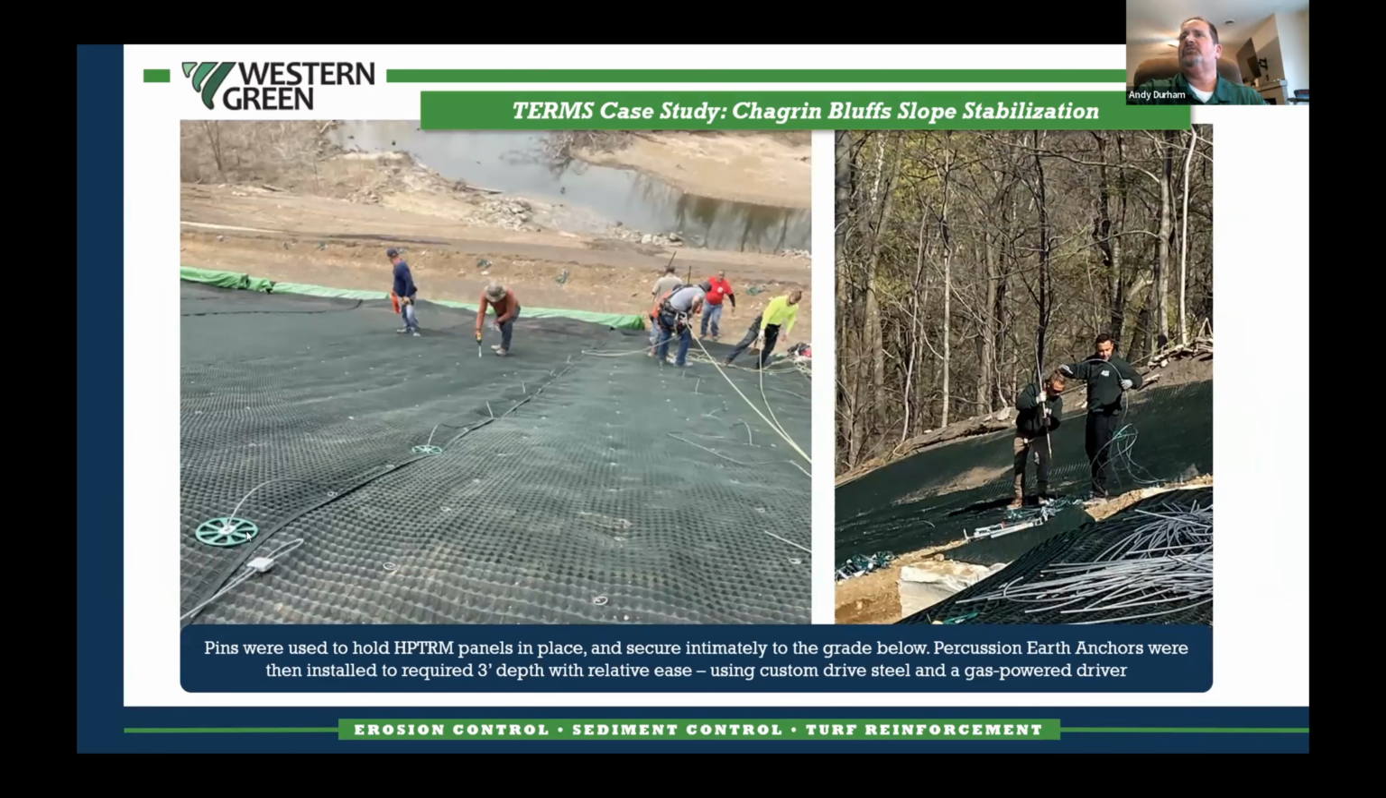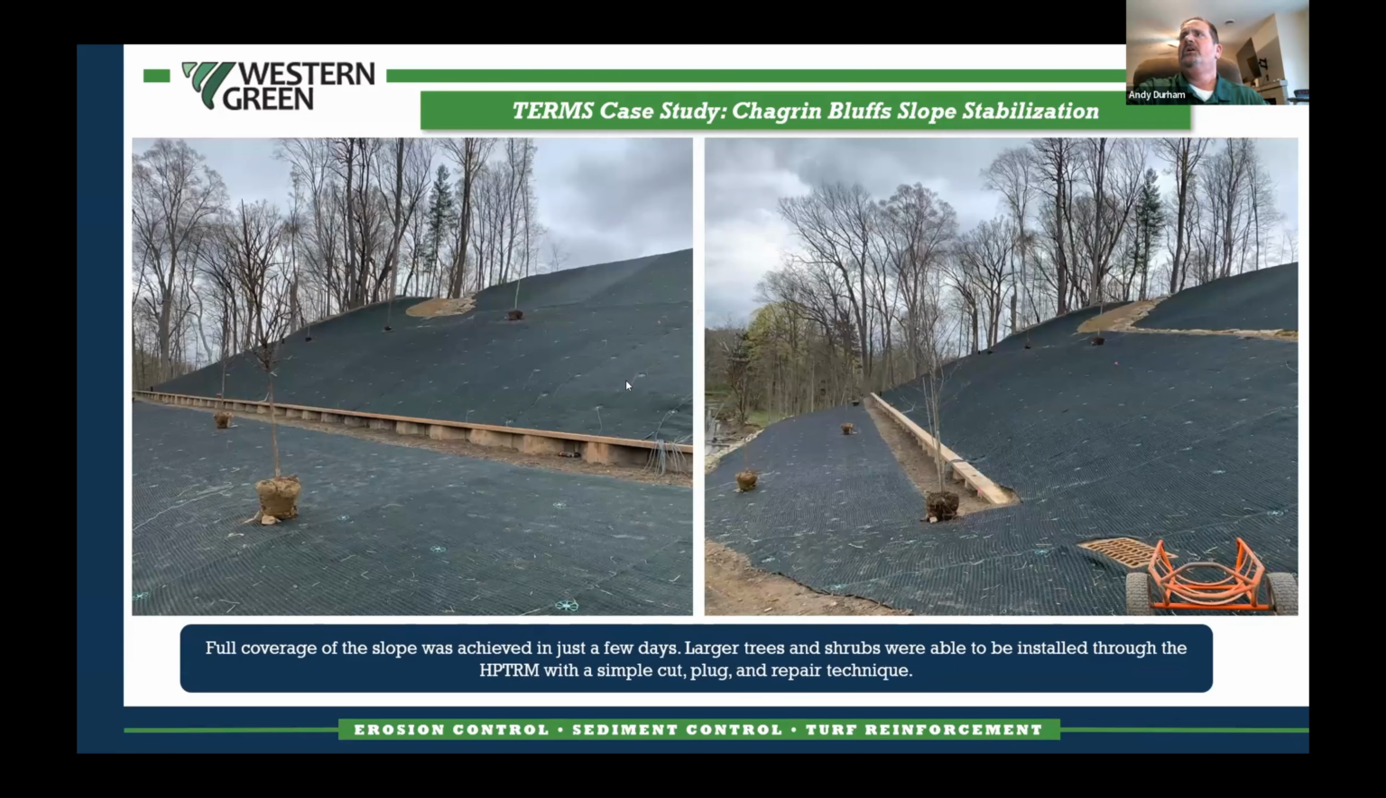Here's a couple more pictures. You can see the earth percussion anchor installed. These guys are driving the steel down into the ground. They actually tethered off of one of these anchors to be able to drive the rest of them when they went down the slope. And then you can see the intermediate pins that were installed between the anchors as well.